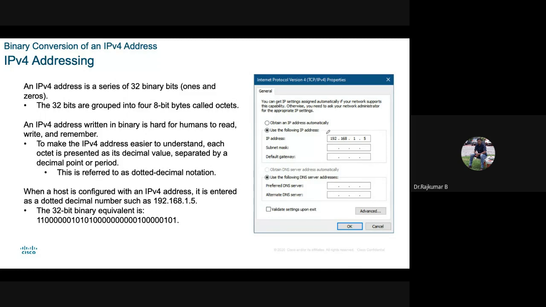So the total size of this IP address is 32 bits. These 32 bits are divided into 8-bit groups, which we call octets. If you divide 32 by 8, how many fields will you find? Four, right? So there are four fields: 192, 168, 1, and 5. These four fields are separated with dots, like the dots represented here.